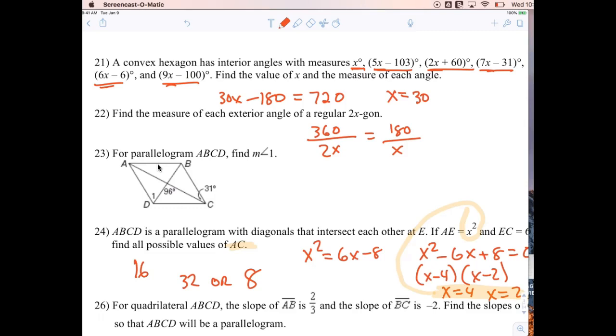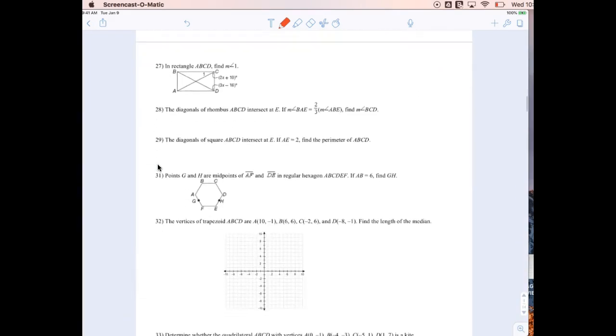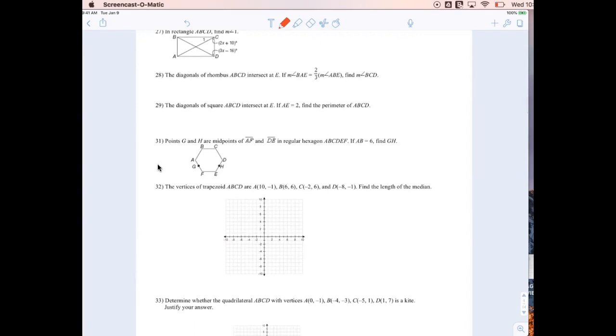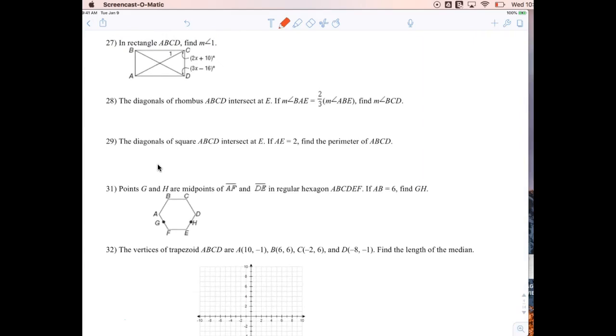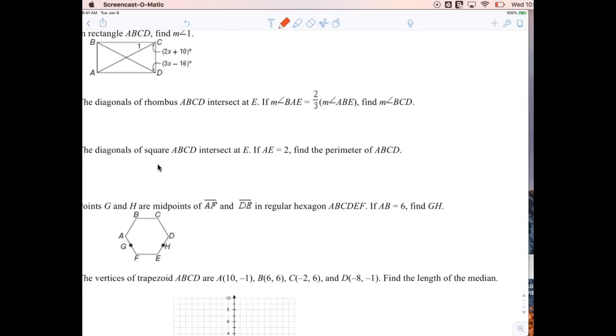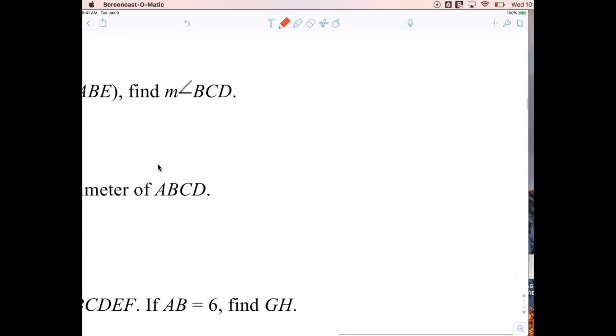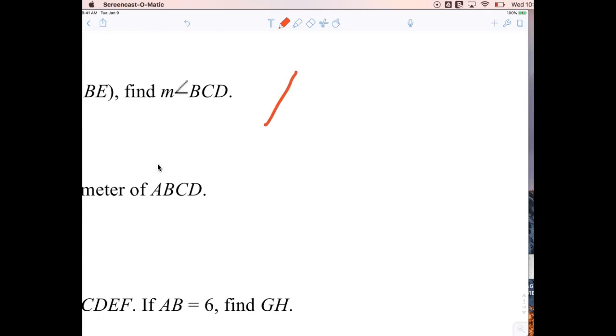Make sense? Anybody else now on this page? All right, let's move forward. All right, let's look at 28. Okay, so on this one, the diagonals of a rhombus intersect at E. All right, so to me, I think it's important to draw A, B, C, D. Now remember, you guys, please tell me what a rhombus is.